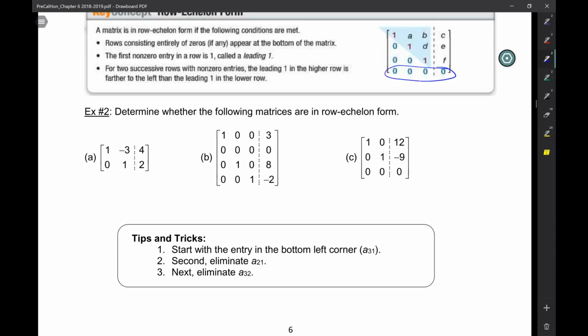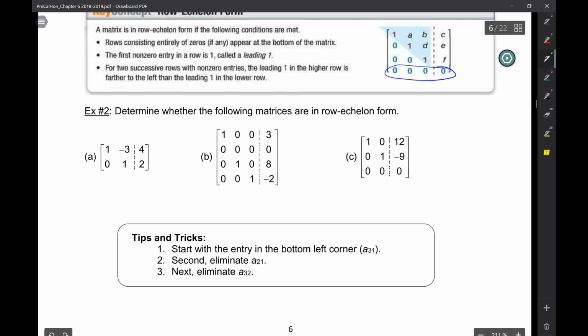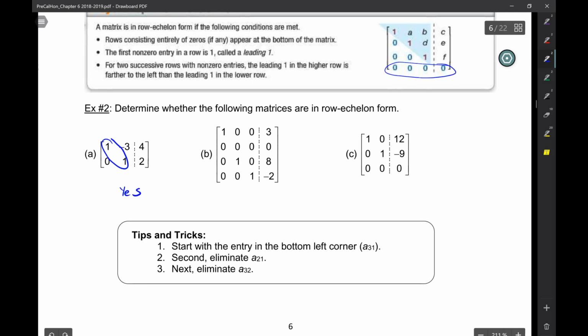Okay? All right. So is this one in row echelon form? Yes, because the leading terms are 1. Everything underneath is 0, so yes. You have to have all of the conditions to be in row echelon form, not just one of them.